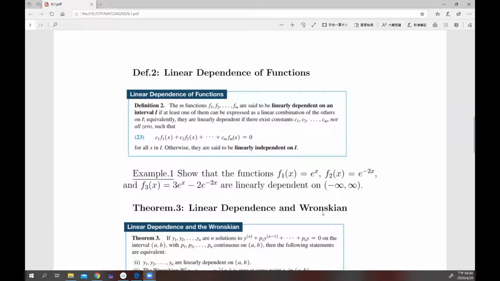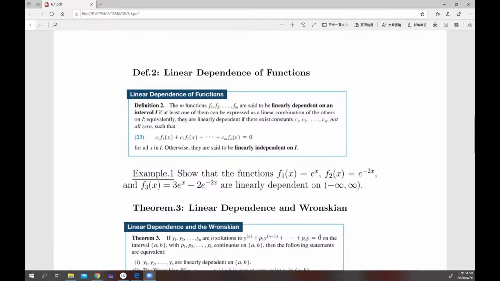Right, so let's look at the definition together. Definition 2: the n functions f1 to fn are said to be linearly dependent on an interval I if at least one of them can be expressed as a linear combination of the others on the interval I. Equivalently, they are linearly dependent if there exist constants c1 up to cn, not all 0, such that this equation is equal to 0 for all x in I. Otherwise, they are said to be linearly independent on I.